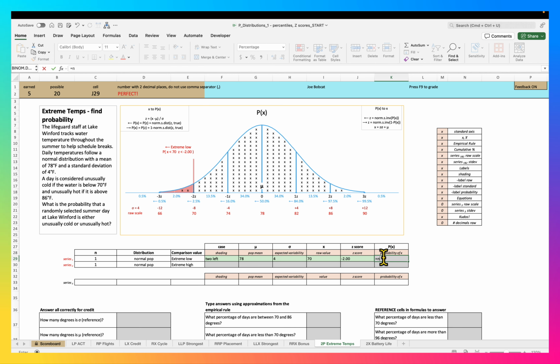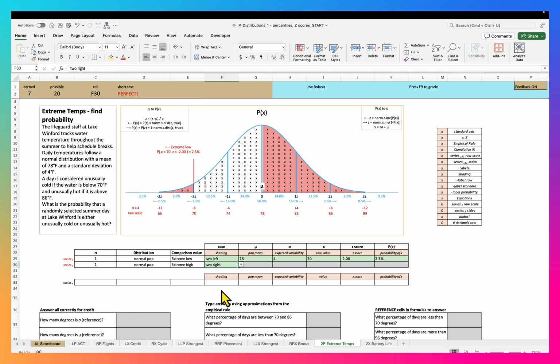Probability is norm.s.dist of the z-score, true. So 2.3% of the days have cold water. Now let's see what percent of the days have hot water. So this is going to be the same, but looking right.